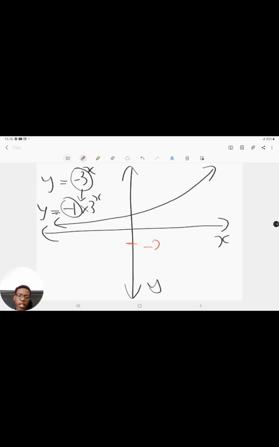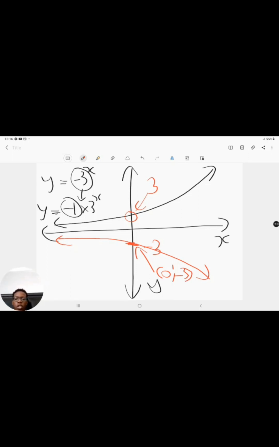It'll pass through negative 3 because it's a reflection of 3. So if that was 3 there, then this new graph would be a reflection of that, and it would look like that, where your y-intercept is 0 and minus 3.